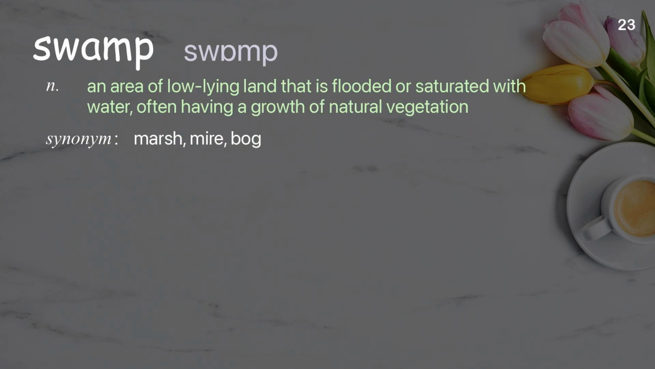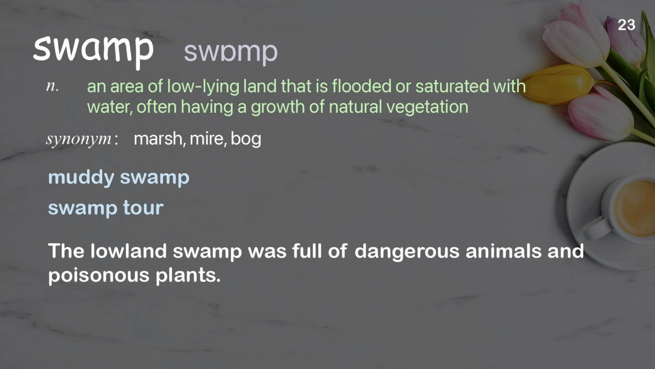Swamp. An area of low-lying land that is flooded or saturated with water, often having a growth of natural vegetation. Examples: Muddy swamp, swamp tour. The lowland swamp was full of dangerous animals and poisonous plants.